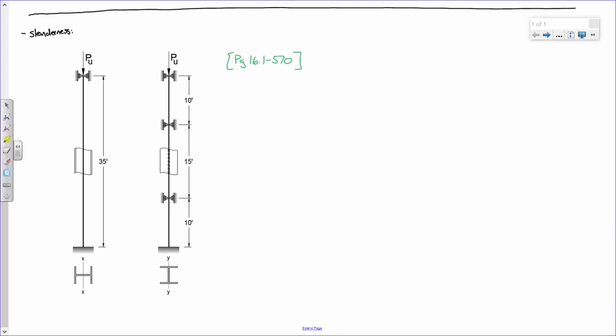Oh, read that closer. Read that more closely. Say it again. Why'd you change your answer? There you go. There's theoretical values, but then there's recommended values for design purposes. So for this segment, we're going to say Kx is 0.8.